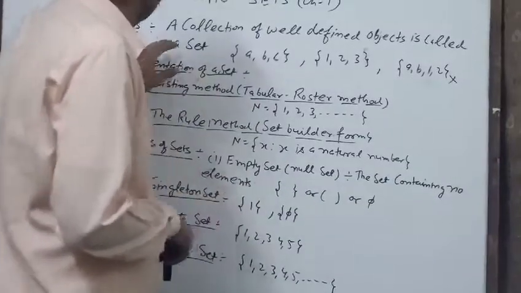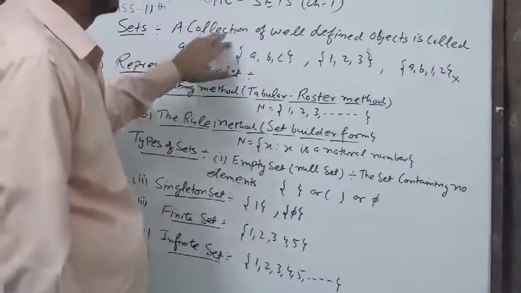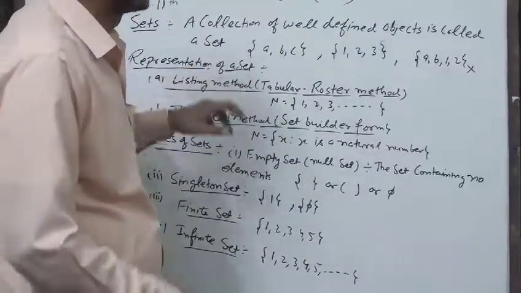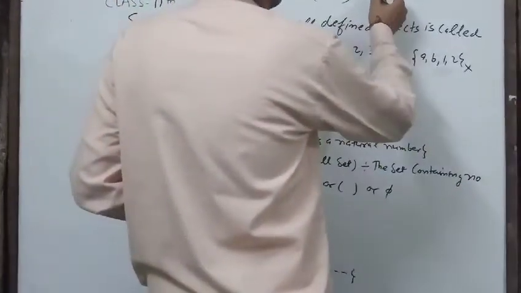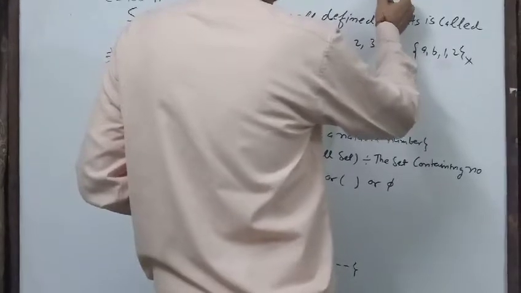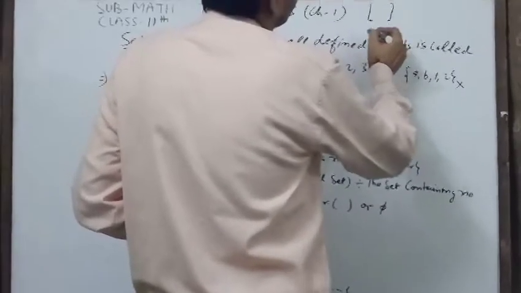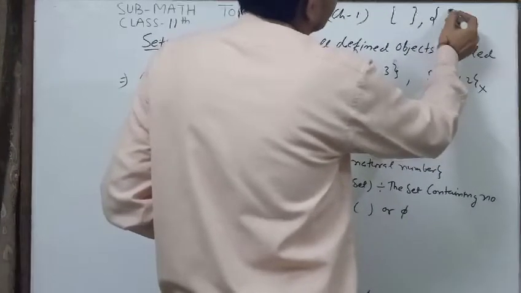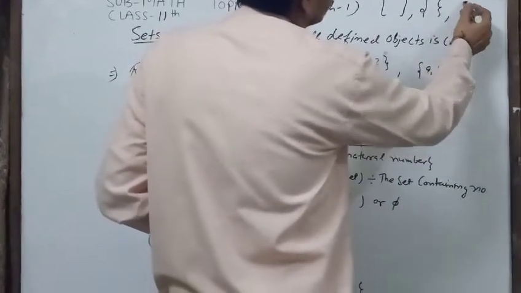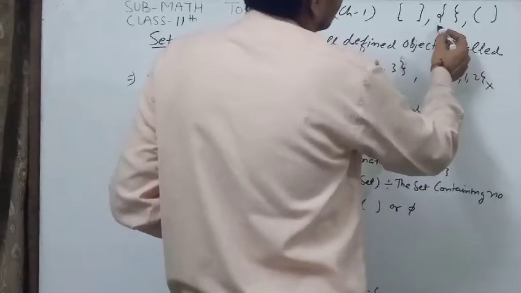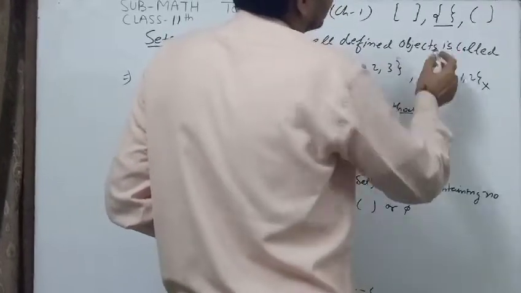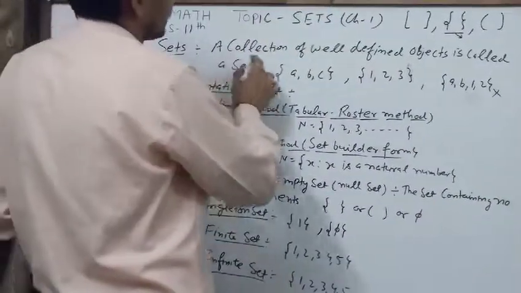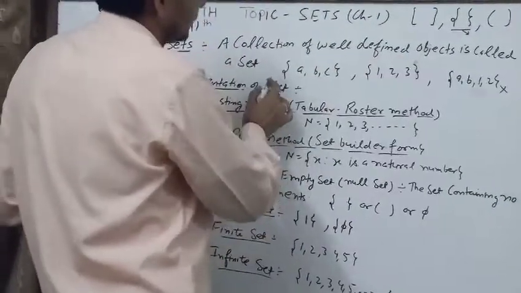Right? The definition of a set is: a collection of well-defined objects is called a set. Now, we know three types of brackets: square brackets, curly brackets, and small brackets. For sets we have to use only curly brackets. Clear? Again, a collection of well-defined objects is called a set.